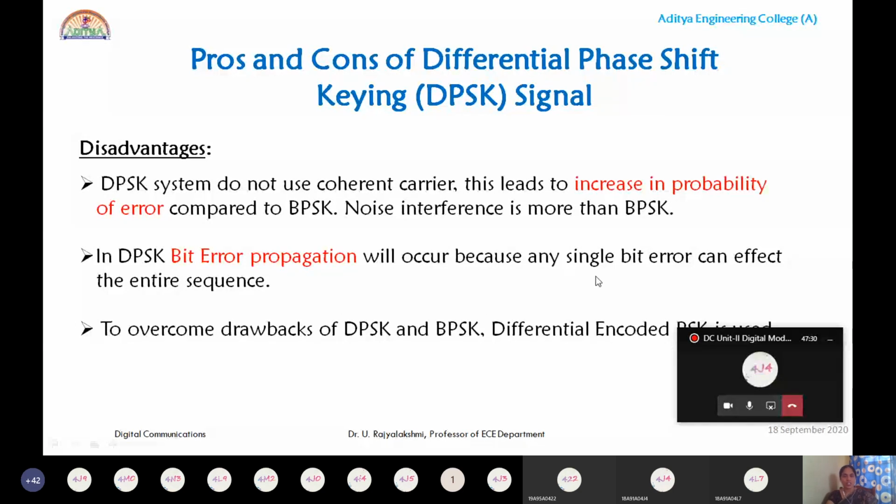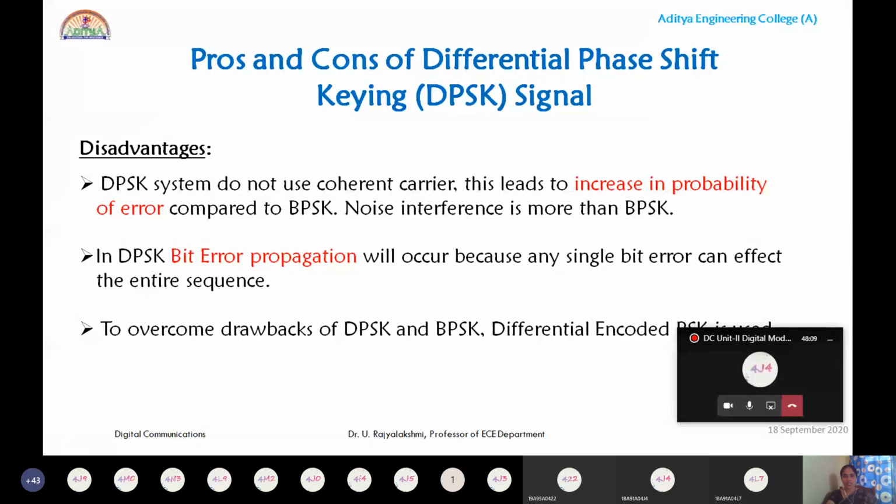If there is any single bit error in the received sequence, that will disturb the entire data and get propagated towards the entire sequence. That's why the problem is called bit error propagation. Any single bit error causes the error to propagate through the entire sequence, because you are using a comparator and the XNOR operation.